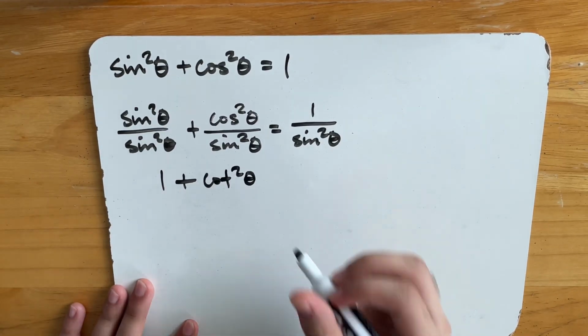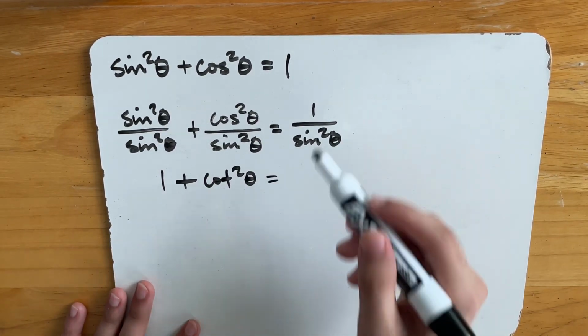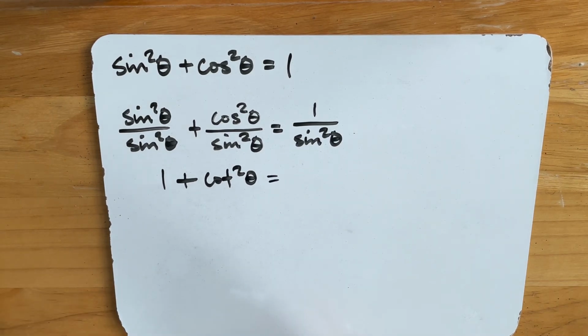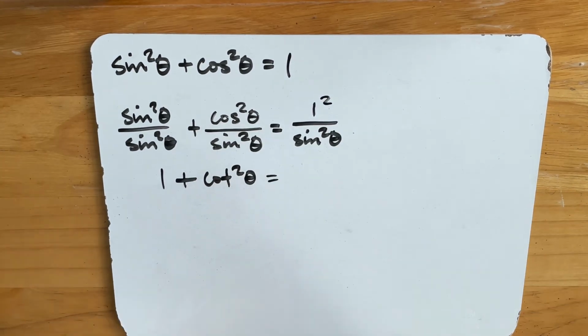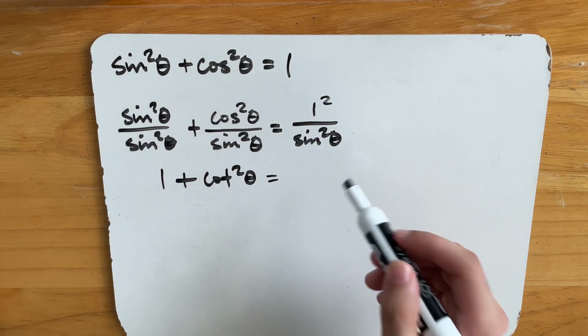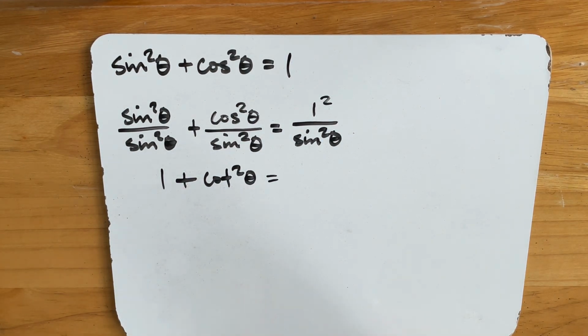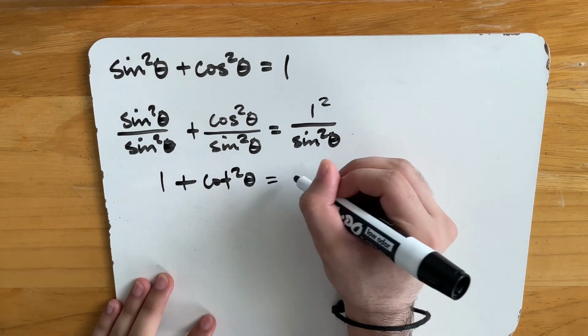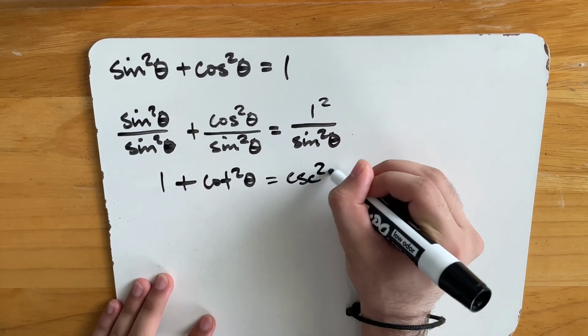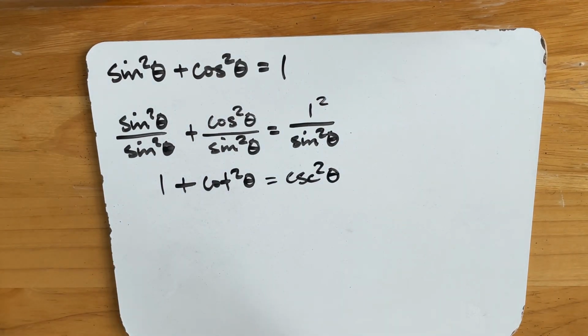So 1 plus cotangent squared theta equals, what's 1 over sine squared theta? Well, you know 1 over sine theta is cosecant theta, so you've got that squared. I could really think of this as 1 squared over sine squared theta, and then you can bring the square on the outside, and you'll end up with 1 over sine theta, all that squared, cosecant squared theta. That's basically it. We just divide both sides by sine squared theta, and we get 1 plus cotangent squared theta equals cosecant squared theta.